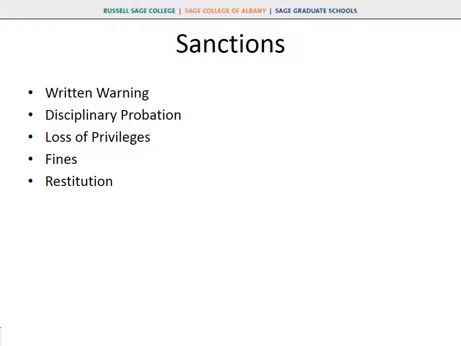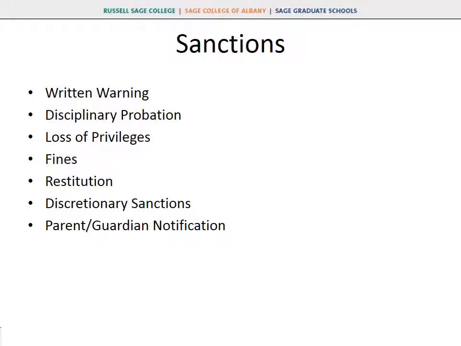Restitution. Compensation for loss, damage, or injury. This may take the form of appropriate service and/or monetary or material replacement. Discretionary sanctions. Work assignments, service to the colleges, parental notification, written apology, or other related discretionary assignments. Parental or guardian notification. In certain circumstances, the college reserves the right to notify or require the student themselves to notify parents, guardians of dependent students when college policies have been violated.